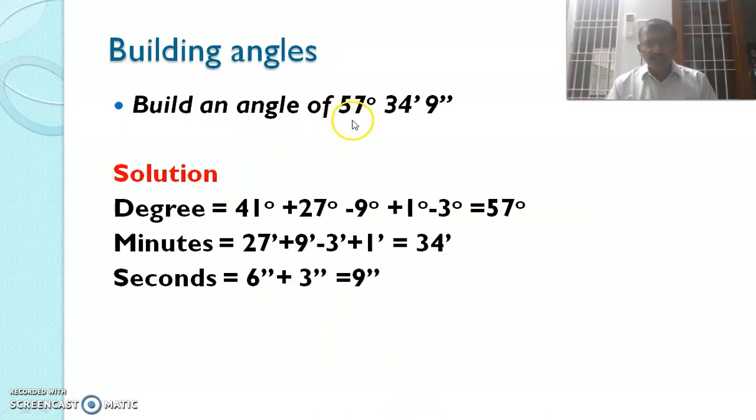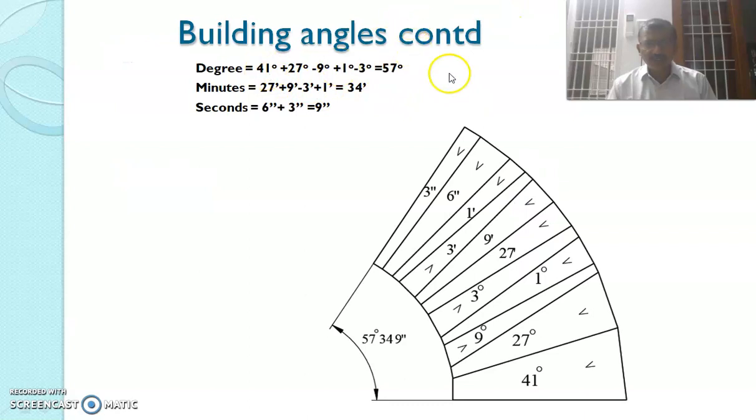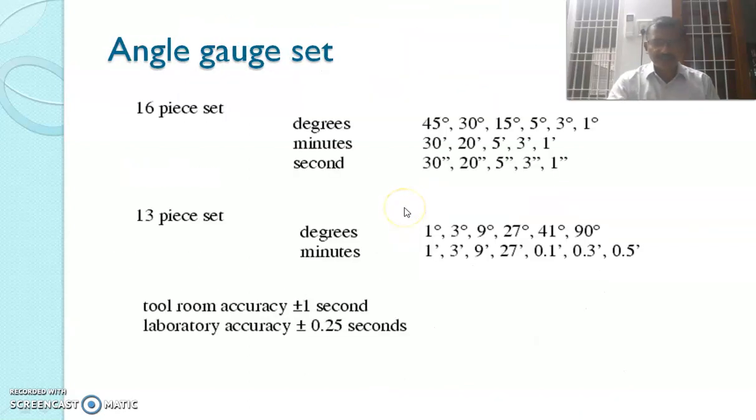How to build an angle of 57 degrees, 34 minutes and 9 seconds. 57 degrees is formed by 41 degrees plus 27 degrees minus 9 degrees plus 1 degree minus 3 degrees. Using the 13 piece set, 41 plus 27 minus 9 plus 1 minus 3, you can obtain 57 degrees.